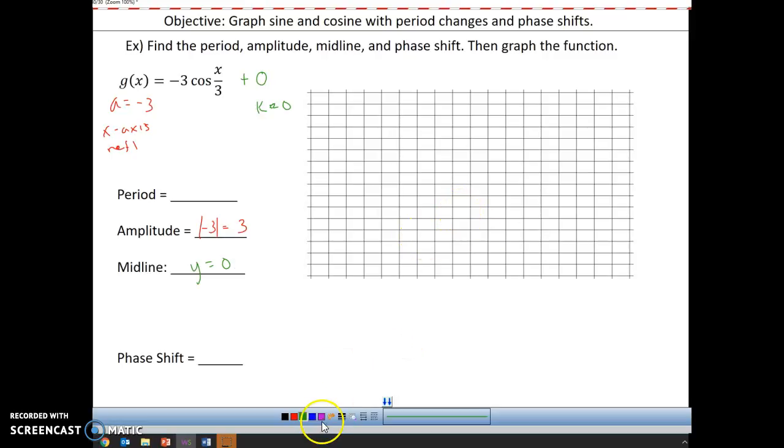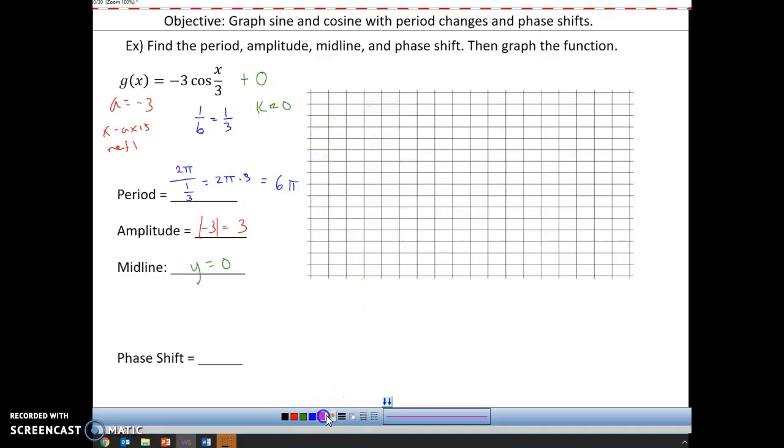Now, the new things that we're going to add in are period and phase shift. In this example, I'm only going to adjust the period. Now, you should notice that 1 over b is your multiplier with your x, and in this case, your 1 over b value is 1/3. So the period is 2 pi divided by 1 over 3, which happens to be 2 pi multiplied by 3, right? When you're dividing by a fraction, you multiply by the reciprocal. So here, in this case, your period is going to be 6 pi.